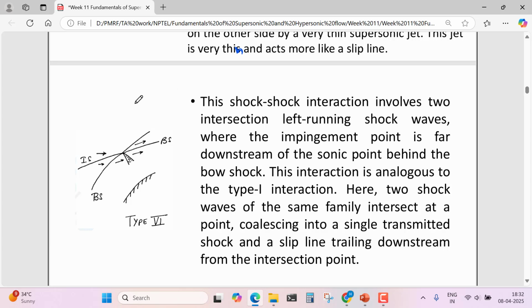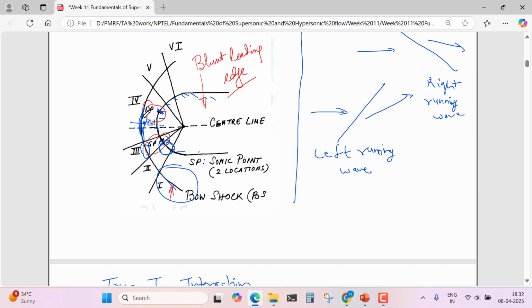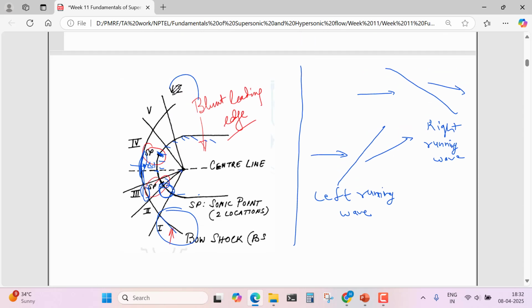Type 6 interaction is also similar to type 1 interaction. This is the type 6 interaction. The only thing is that these interactions involve two left running shock waves, and the impingement point is far downstream from the sonic point. Here you can see this region. It is far downstream from the sonic point.